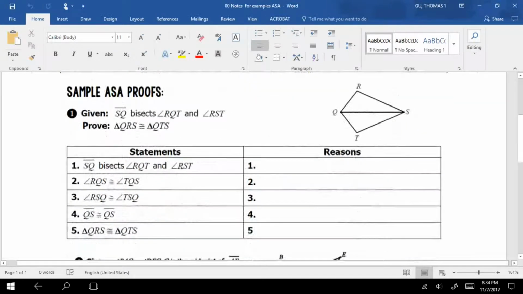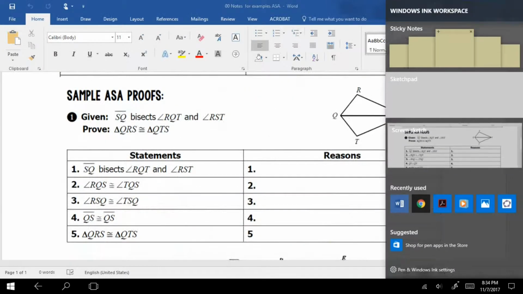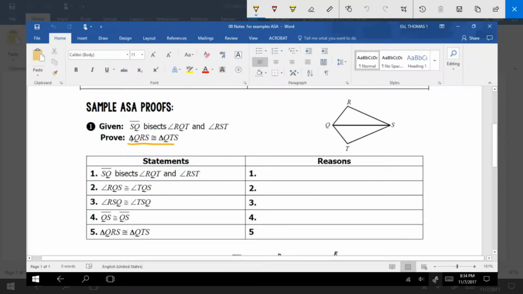Here are the proofs. So once again, what are you trying to prove? You're trying to prove that triangle QRS. I'm actually going to separate these two triangles because they're on top of each other and it's kind of hard to see that. So QRS, that's something like this. Q, R, and S is congruent to triangle QTS, which looks something like this. Q, T, S. Notice that both of these triangles are using the Q and the S still, okay?